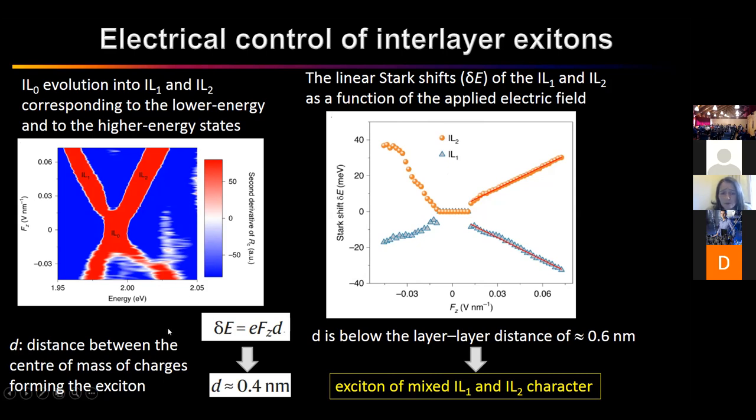And from this relationship, where D is the distance between the center of mass of the charges forming the exciton, we estimate the effective electron-hole separation of this exciton to be about 0.4 nanometers. This is quite a large separation, but also well below the layer-layer distance, which is about 0.6 nanometers, which suggests that an exciton of mixed IL1 and IL2 character is formed.